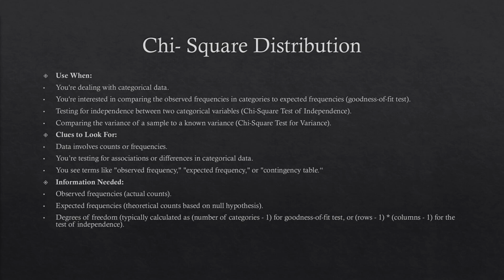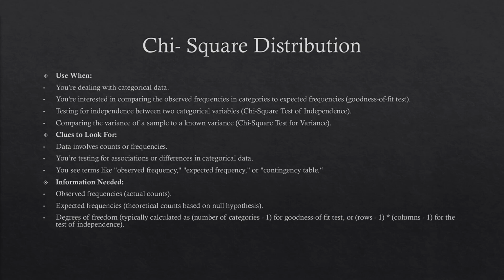And finally, you need to compare the variance of a sample to a known variance. So some clues to look for when you're doing a question to know that using a chi-square distribution would be appropriate: using counts or frequencies, testing for associations or differences in categorical data, and you see terms like observed frequency, expected frequency, or contingency table.